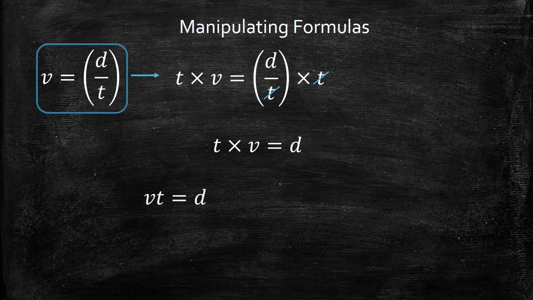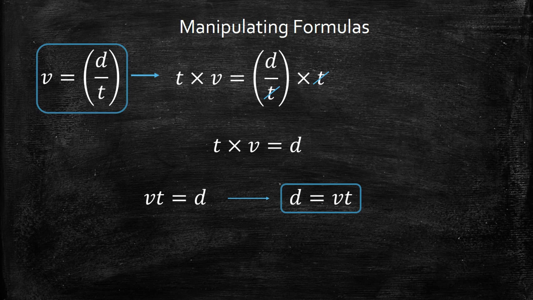We can write this in any order we want. You could write tv equals d. I prefer vt equals d, and I will often rearrange it so the variable that it's solved for is on the left side of the equation. So d equals v multiplied by t. Notice there's no multiplication symbol between the two letters. We don't need that. The multiplication is implied whenever the letters are right beside each other. Okay, so there's one way of rearranging this formula.